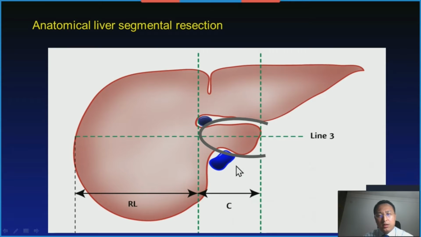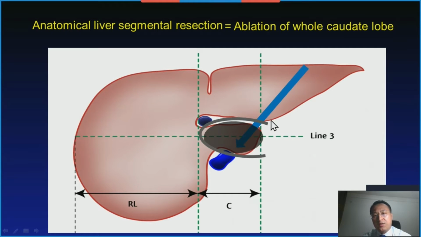So the surgeon said they can cut off the whole caudate lobe, what they call the anatomical liver segmental resection. So I think whether we can ablate the whole caudate lobe to decrease the local tumor progression and have the same effect as the surgery.